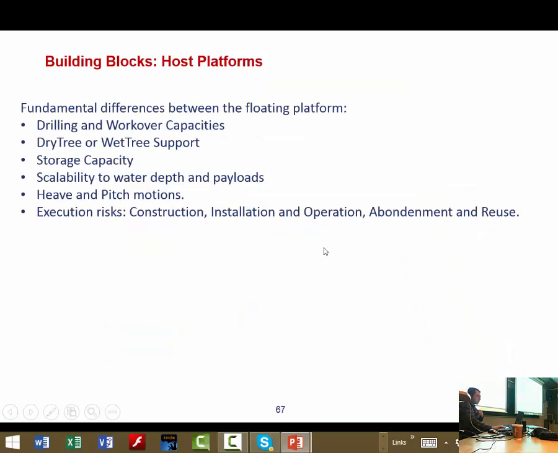So maybe we should go ahead. Selection of the host platform depends on the functional requirements, and different host platforms differ in these functionalities. For example, some platforms can support a drilling and workover package, but when you have small FPSOs, because you don't have enough available deck space, you cannot put any drilling and workover on that. Or some platforms can support dry tree systems, but all platforms can support wet tree systems. Or some platforms, as you mentioned, don't have any storage capacity.